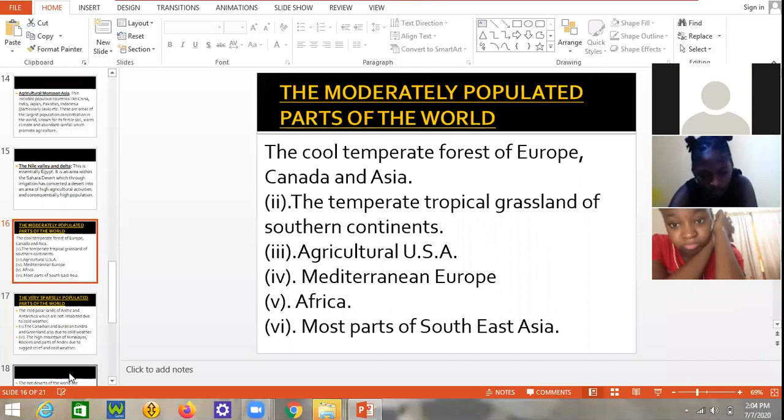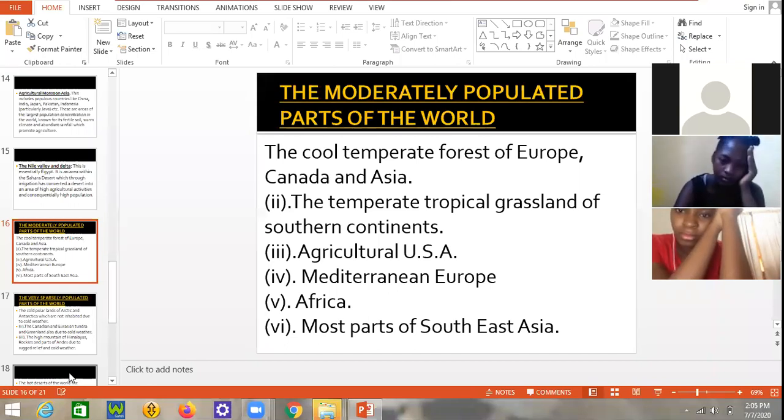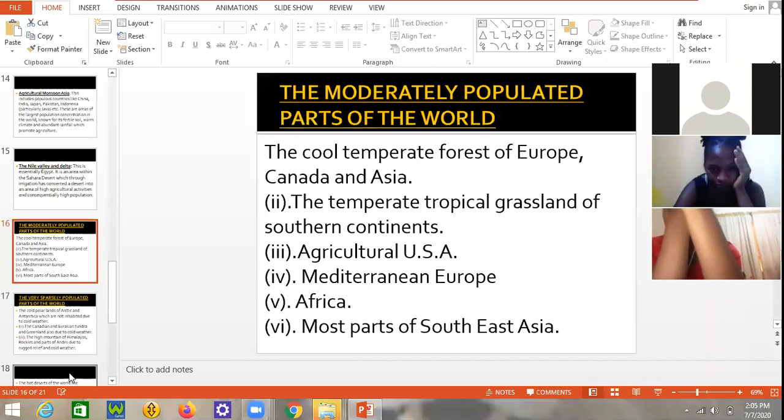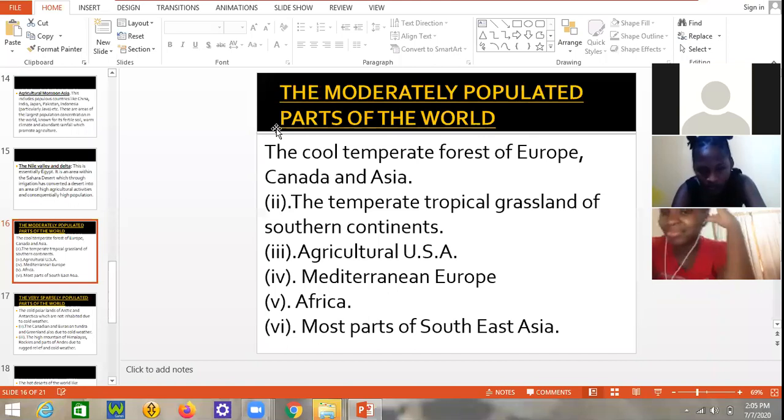Now let's look at the moderately populated parts of the world. Number one, you have the cool temperate forest of Europe, Canada, and Asia. Number two, you have the temperate tropical grassland of the southern continent. Number three, you have the agricultural parts of the United States of America. You have the Mediterranean Europe, Africa, and most parts of Southeast Asia. All these countries or continents that we have mentioned are places where the population is moderate.